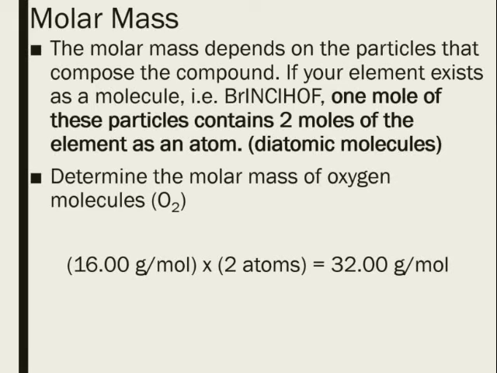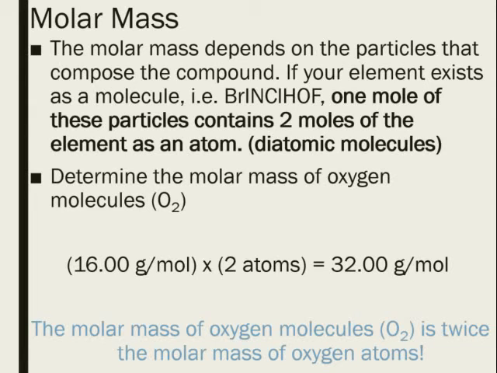All right, using your periodic table, you're going to see that the mass of oxygen is 16.00 grams per mole. Well, oxygen, the molecule, has 2 atoms, so we have to double that. We'll get up to 32.00 grams per mole. The molar mass of oxygen molecules is twice the molar mass of oxygen atoms.